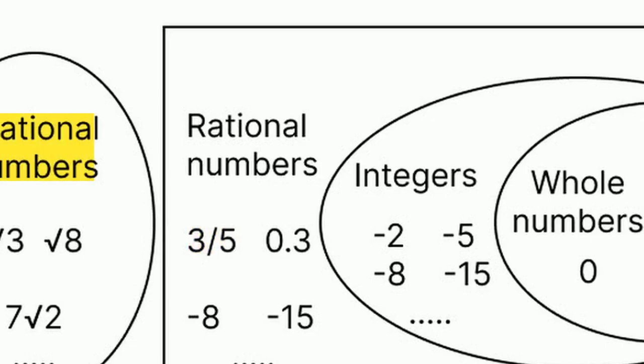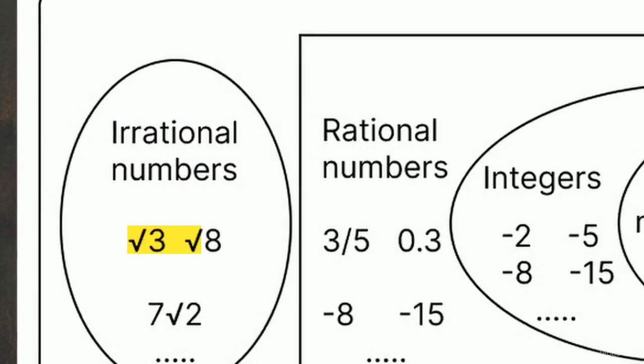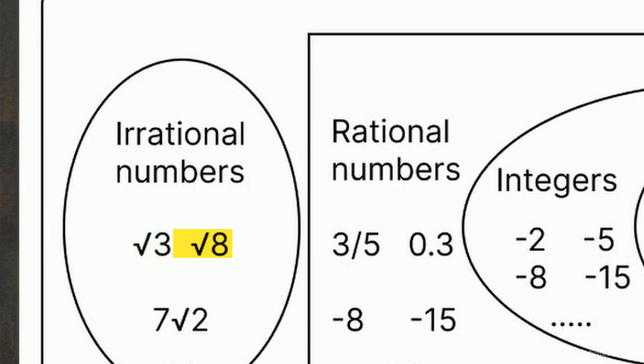But look over to the left side. These are the irrational numbers. They refuse to be written as neat fractions. Values like the square root of 3 or the square root of 8 live completely isolated in their own bubble.